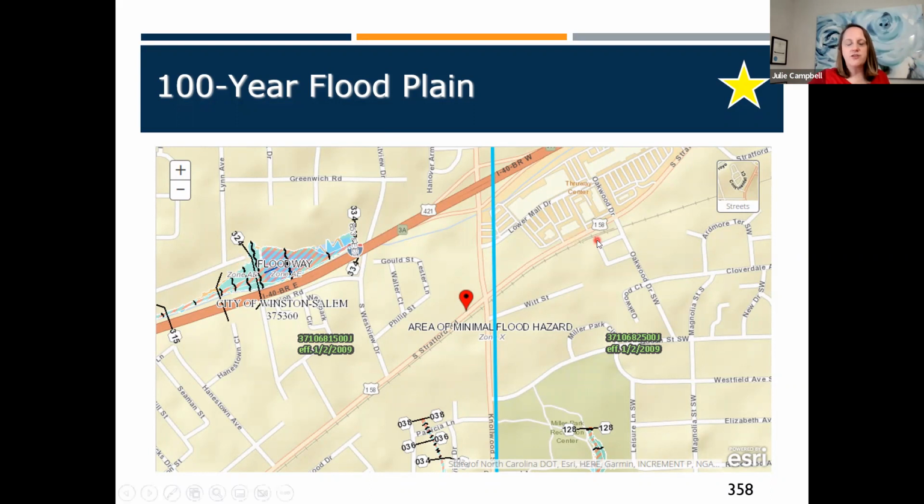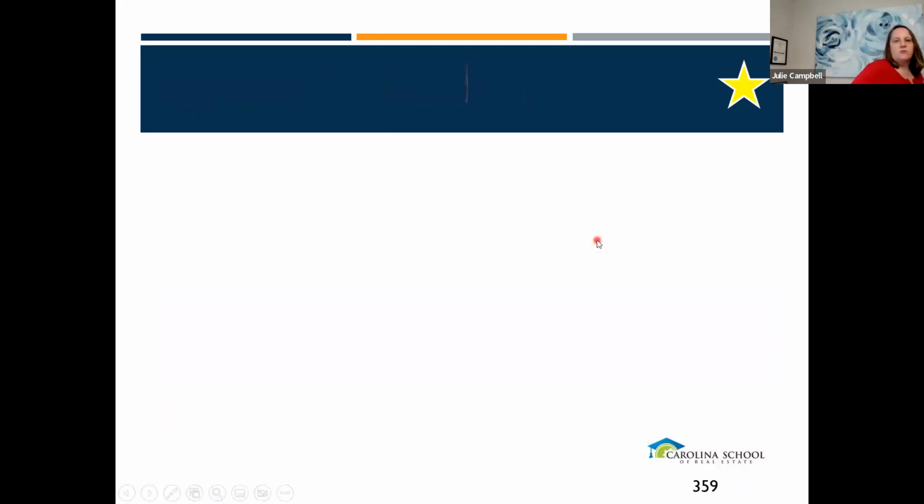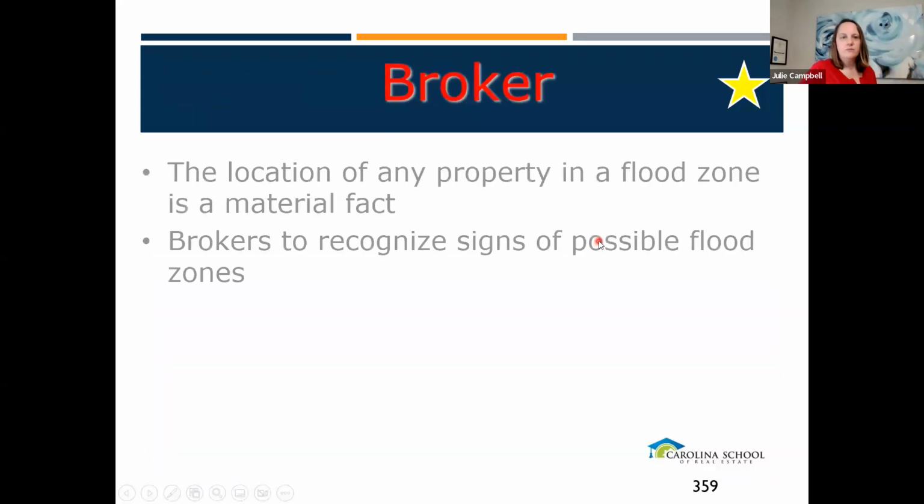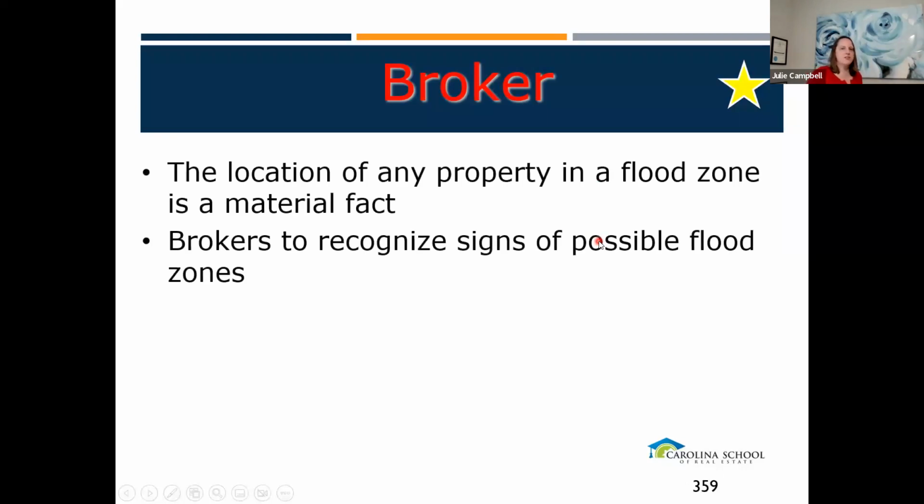When it comes to flood insurance, what does this mean for us? Anytime we see a property that might be in a flood zone, first off, if we know of a property in a flood zone, that's a material fact that we have to disclose. Listing agents, those are questions you need to ask the seller. You're going to want to look at the flood map yourself. If it's in a flood map, we need to disclose it as a material fact.